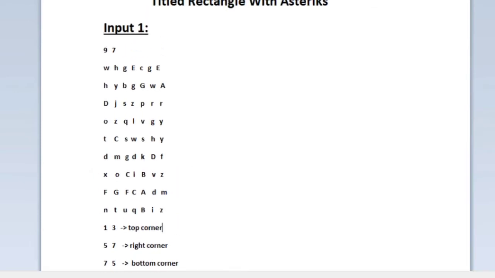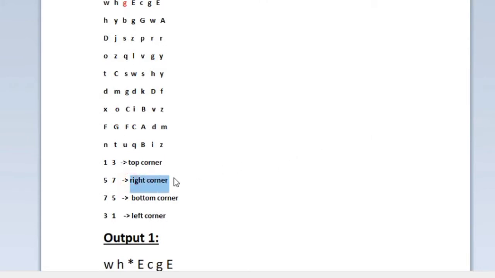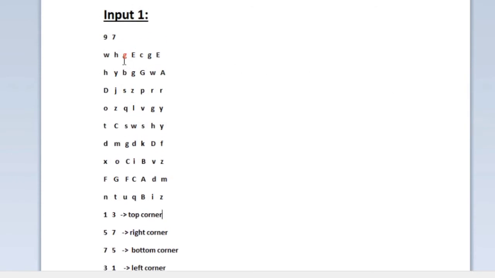The first coordinate is the top corner, present at the index first row third column. Let us find out the coordinate. At the first row third column, the character present is G. So this is the top corner of the rectangle. Now the second is the right corner, present at 5th row 7th column. Let us find that element. The character present at the 5th row 7th column is Y. So this is the right corner of the rectangle.